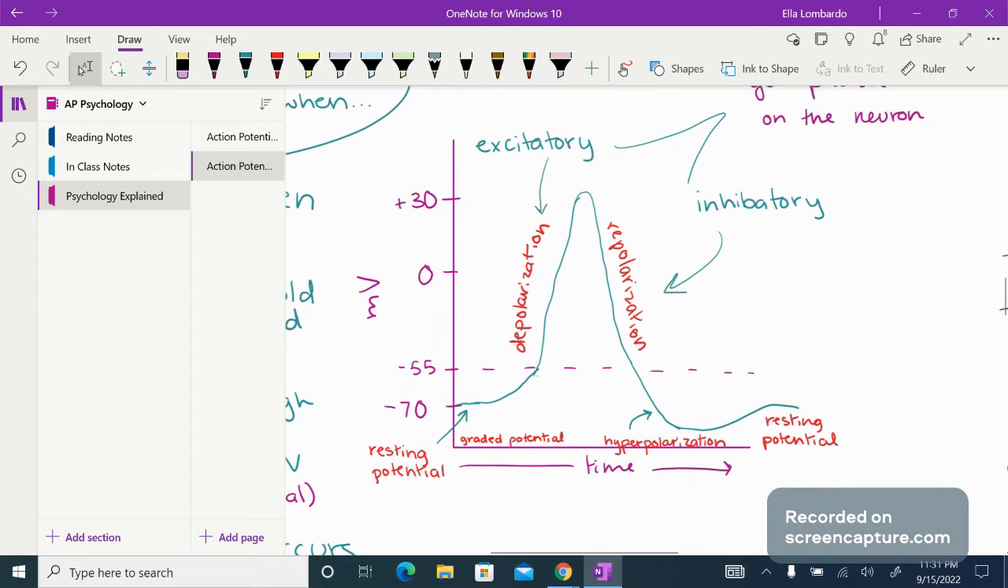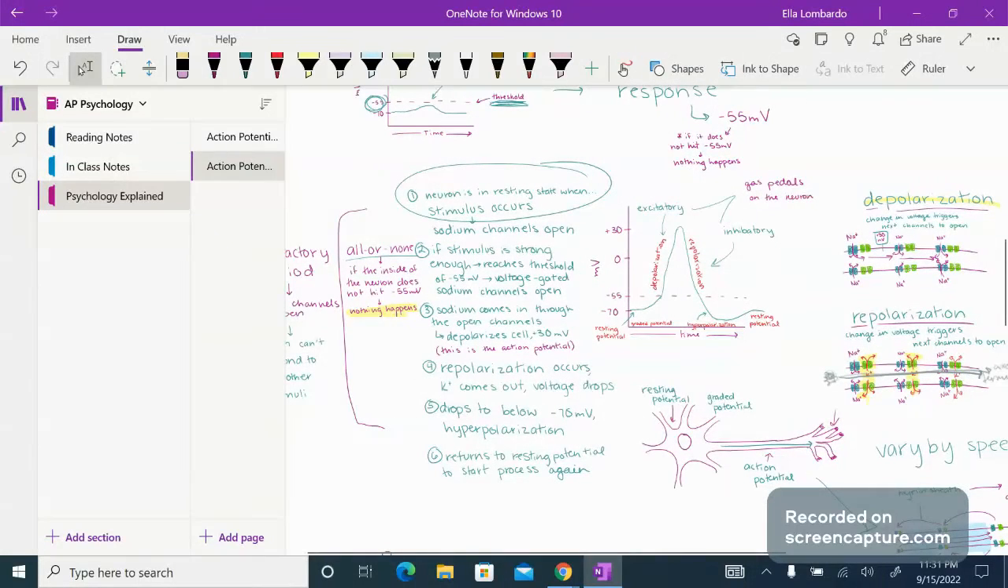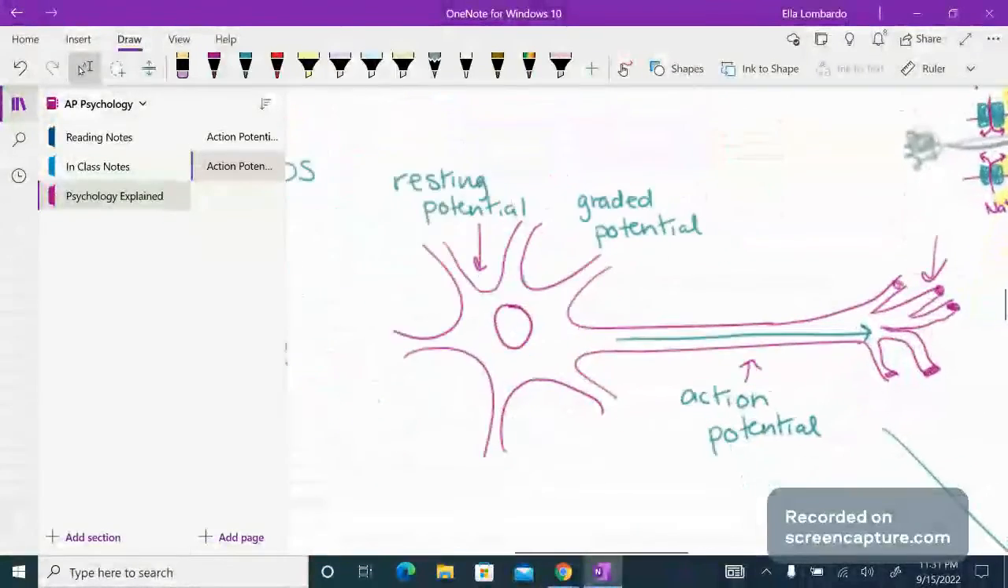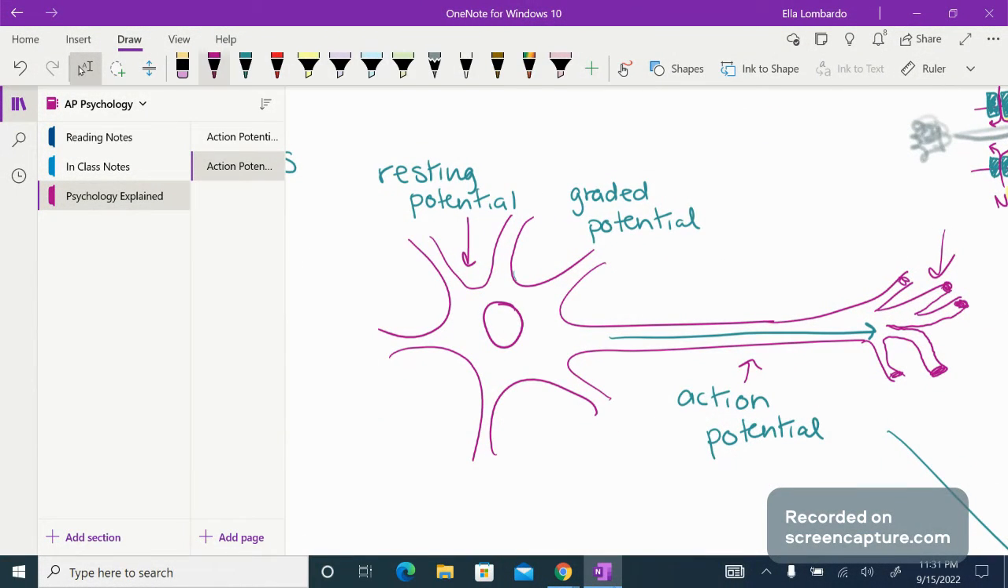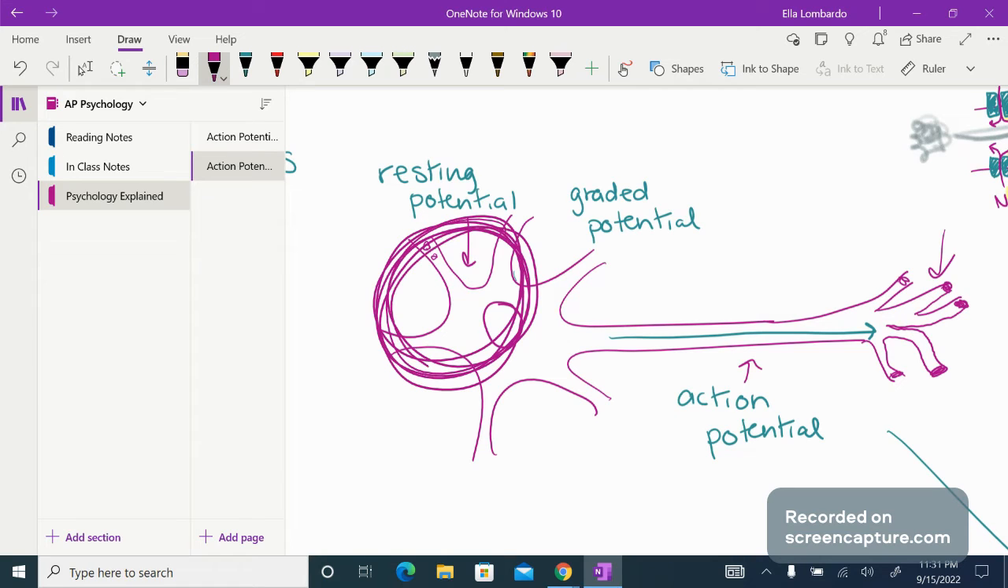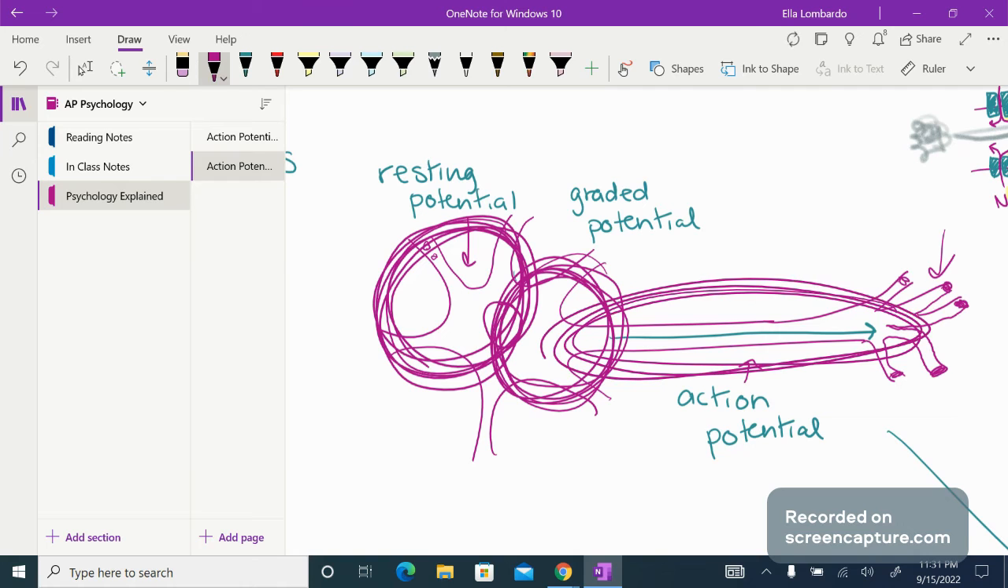So this is our action potential graph and what it looks like, and all of the steps if you need to write that down. So again, this might be a little bit confusing because it's like, okay, well, what is this all for? This is to get information across. So once our information is here, this is resting potential. So our information is in this area, like kind of the dendritic cell body during resting potential. And then it comes over here during graded potential, and action potential is when it gets pushed across that axon.